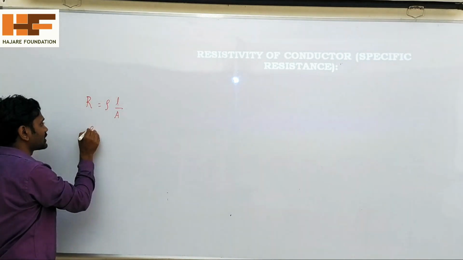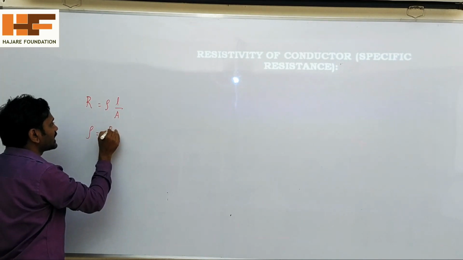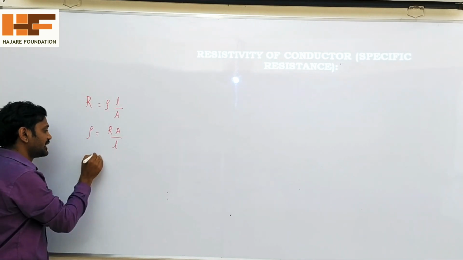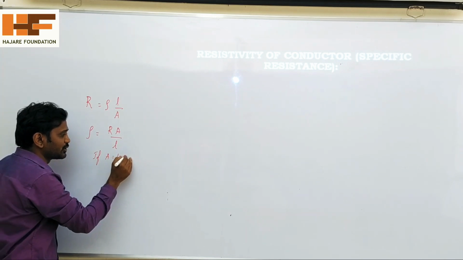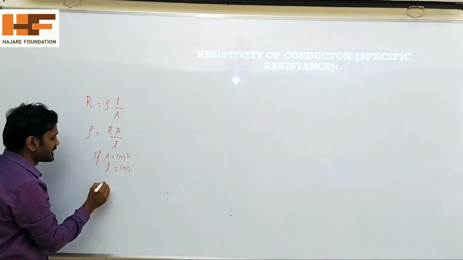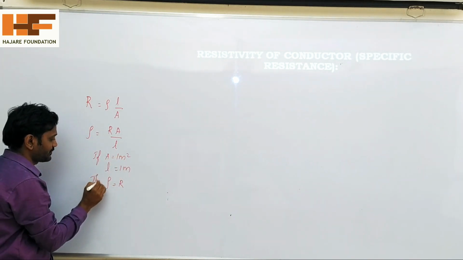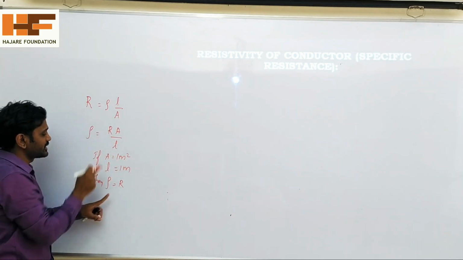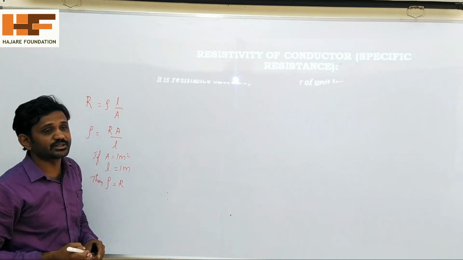Here we can write rho is equal to resistivity, rho is equal to R into A divided by L. If the cross sectional area A is equal to 1 meter square and L is equal to 1 meter, then rho is equal to R. Substituting 1 meter square and 1 meter, rho is equal to R. Using this we define resistivity.